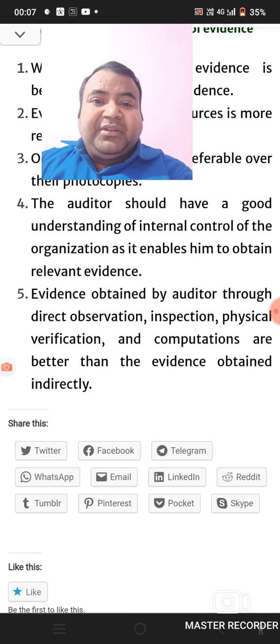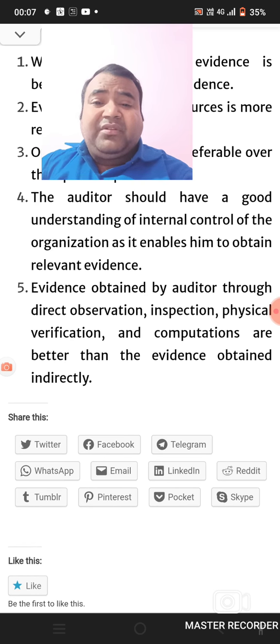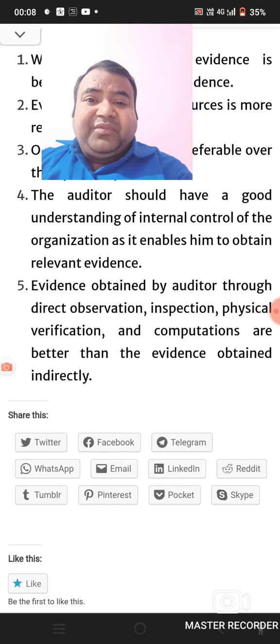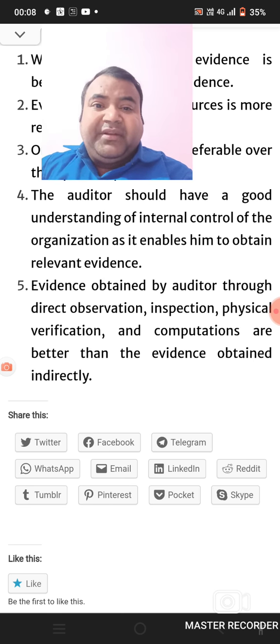The auditor should have a good understanding of the internal control of the organization, as it enables him to obtain relevant evidence. The more an auditor is in touch with the internal parties and the internal control, the more he will be able to utilize the evidence from those internal sources. So the auditor should have a good command of the internal control of the organization.